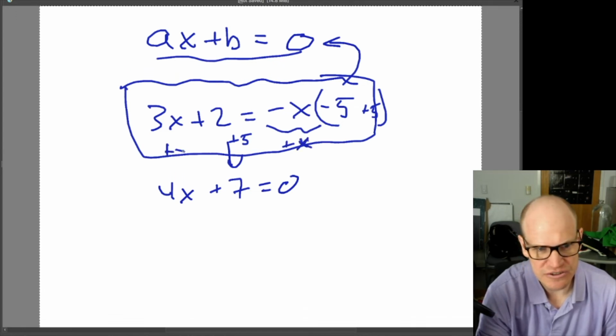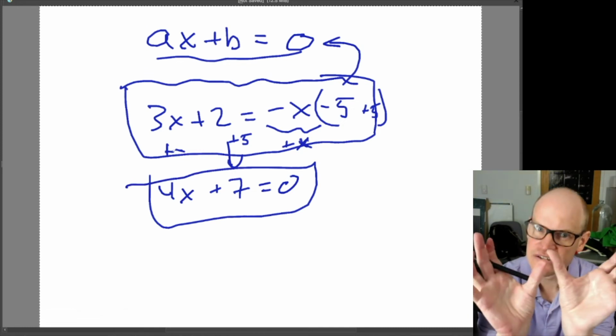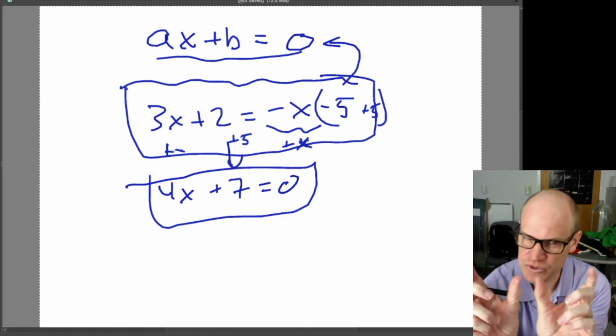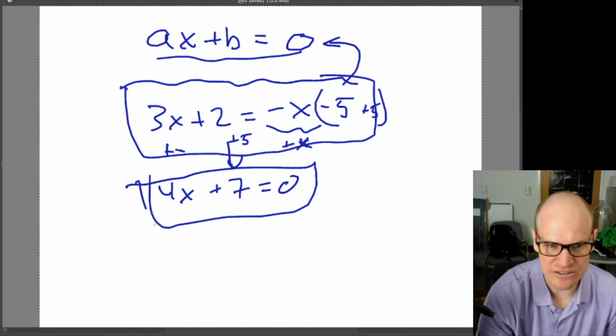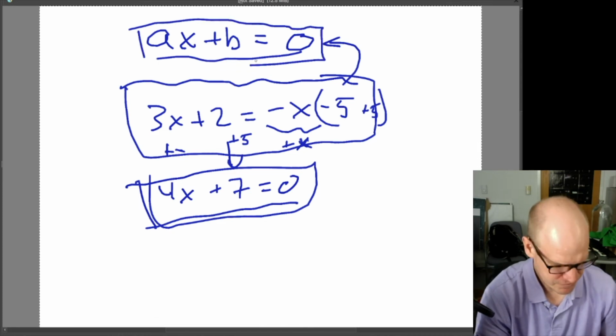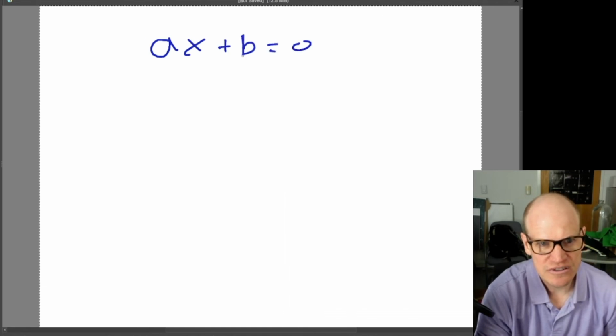And I go plus x over here, and that gives me 4x. So I can put any linear equation, or any two linear expressions that are set equal to each other, into the form where it is a single linear equation that has this form. Okay, so then what's the answer going to be? So in general, ax plus b equals 0 is going to be what?